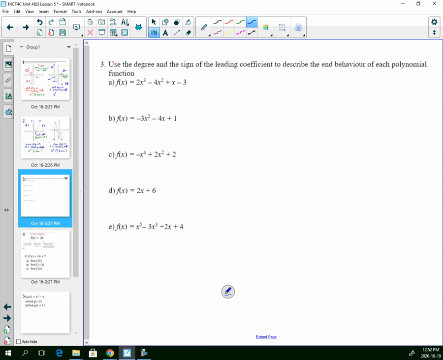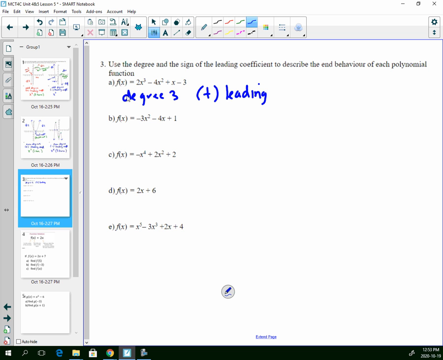All right, you also should be able to determine, maybe you don't have the graph, maybe you just have the equation. From the equation, you should be able to determine the degree, the sign of the leading coefficient, and describe the end behavior. So remember that the degree is the highest power. So in A, the highest power is 3. The coefficient on the highest power is the leading coefficient. So it's a positive leading coefficient.